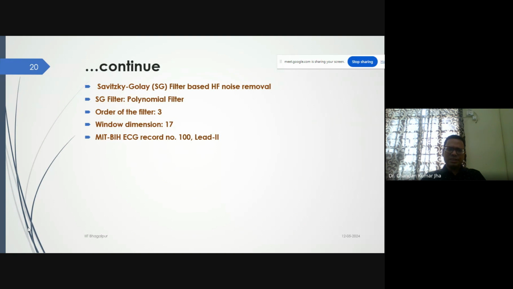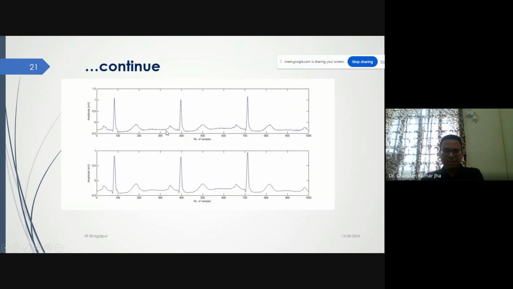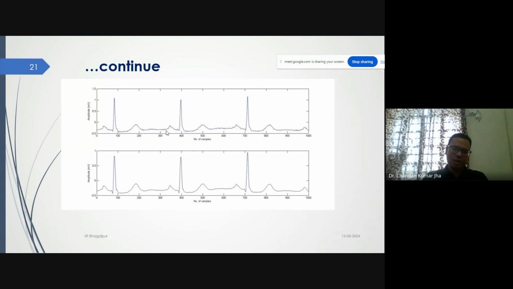Here I show you the implementation of the SG filter, how the plot will look if we implement the SG filter on an ECG signal acquired from the MIT-BIH arrhythmia data set. If you apply the Savitzky-Golay filter, which is nothing but a polynomial filter, and choose the filter order 3 and window dimension 17, it will look like this. The plots have been obtained from MATLAB. So here it is the original signal.